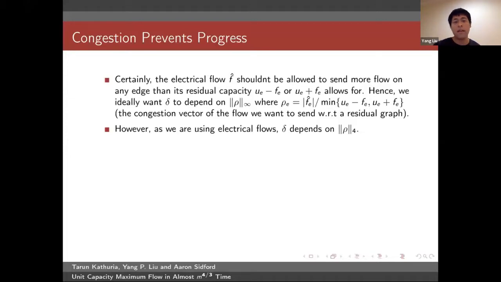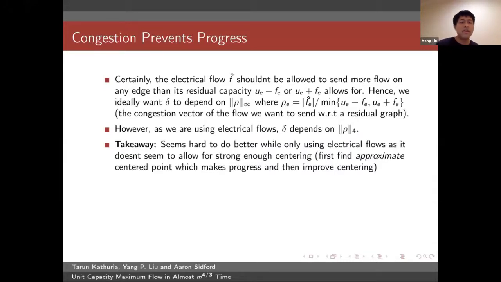However, when you're using electric flows, because you're not exactly moving to the next minimizer, because you're only moving to an approximate minimizer, it turns out that instead of controlling the infinity norm of congestion, you're forced to control the L4 norm of congestion. And this results from the fact that the electric flow is only approximating the step from the minimizer at v to v plus delta instead of exactly. So kind of a takeaway is that it's hard to actually use electric flows to get this dependence on infinity norm, and instead you get this rho 4 norm that we need to depend on.